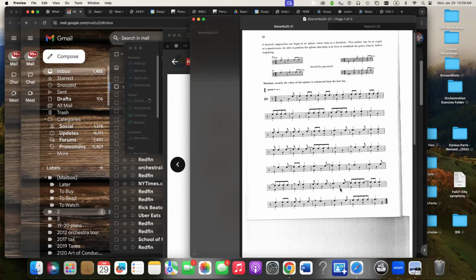Left foot, right foot on the bottom 2 lines. Top line is clapping. 2, ready, and 1, 2.